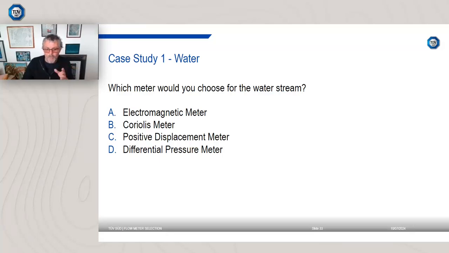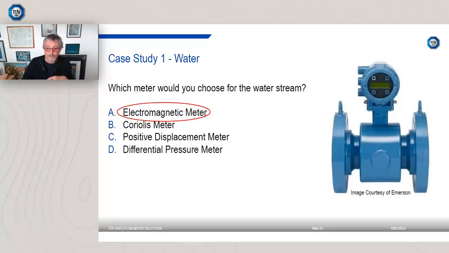Well, again, you could use a Coriolis meter for that. There was no pressure drop. You could possibly use a PD or a DP meter, an orifice plate. But because they're quite cheap, and because they're low uncertainty, and because the fluid is conductive, I'm going to look for an EMF, an electromagnetic flow meter. But as I say, folks, it doesn't mean it's the only choice. I'm just giving this as an example.